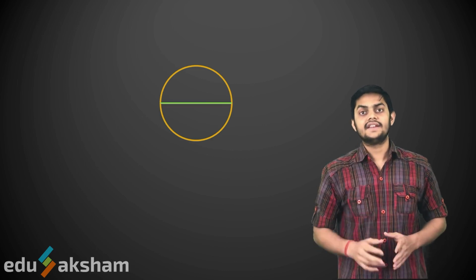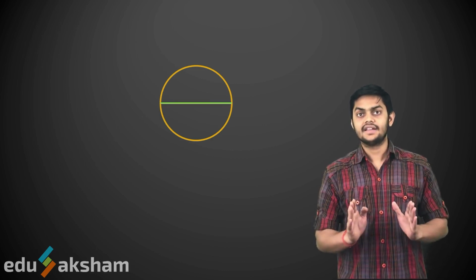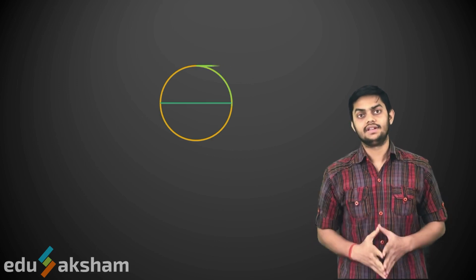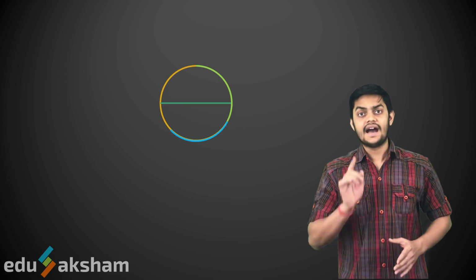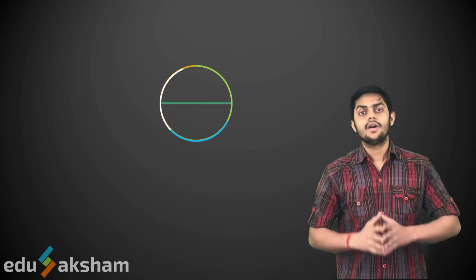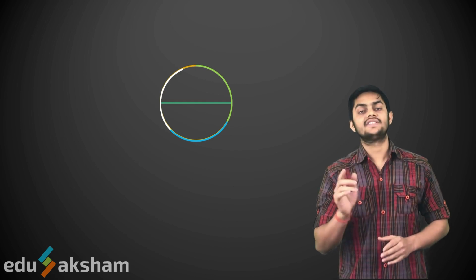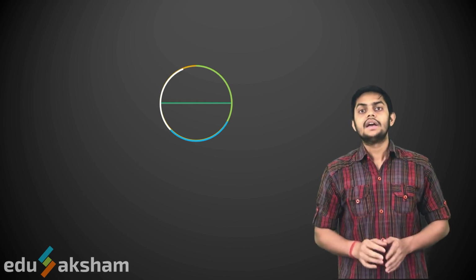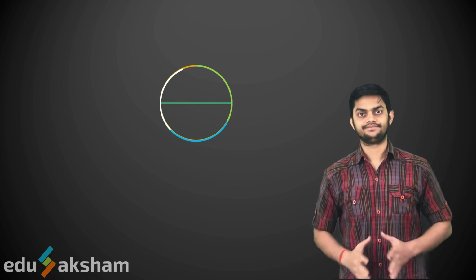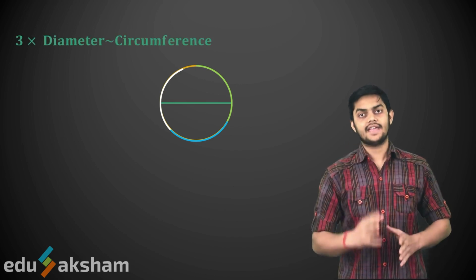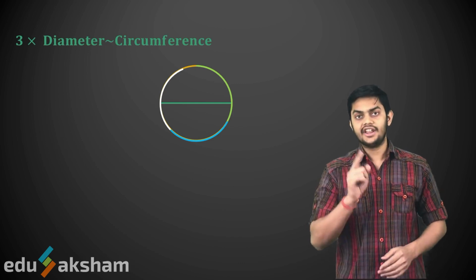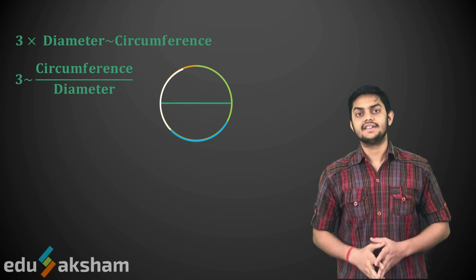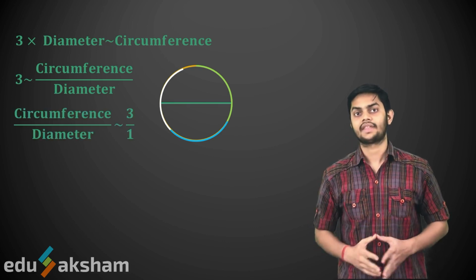Draw a circle and its diameter. Take a thread equal to the length of the diameter and put it on the boundary of the circle. Then again repeat the same process with another thread. After repeating this for the third time, we can see almost all of its circumference is covered, leaving only a small portion. So here 3 times the diameter is approximately equal to the circumference. The ratio of circumference to diameter is approximately 3.